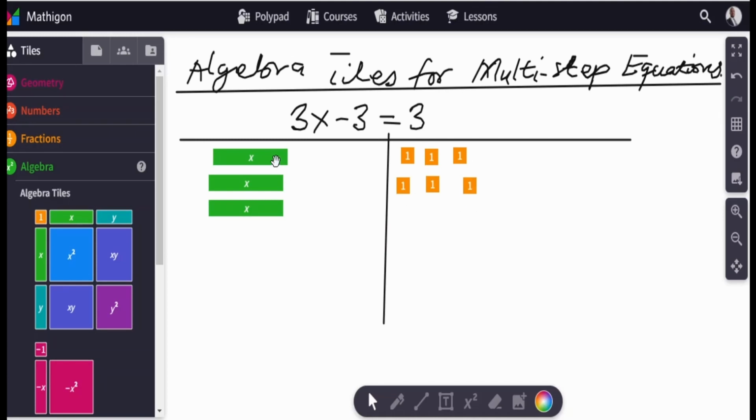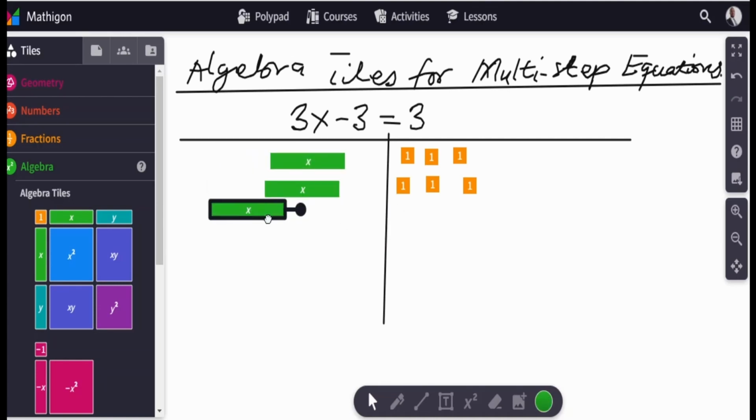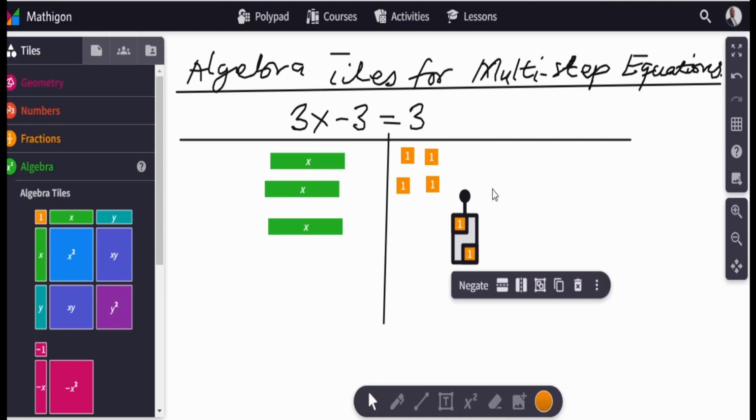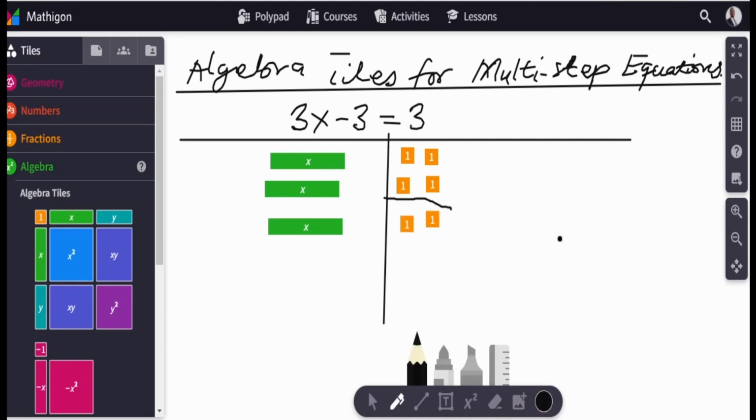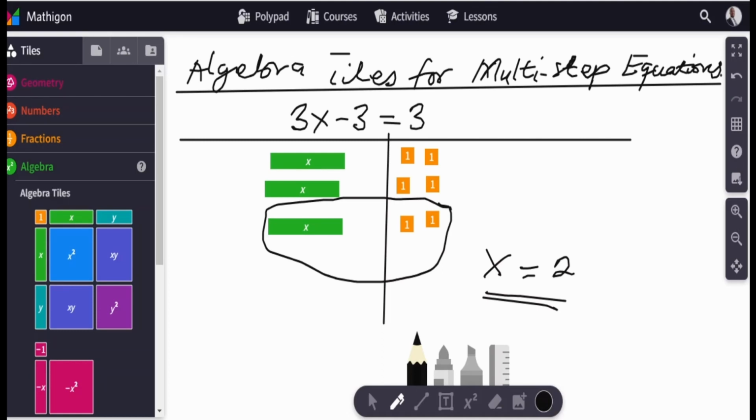And we are solving for the value of x. So let's share the 6 units among the 3x. And each of them is going to have 2 tiles. So that means that x equals 2 when 3x minus 3 equals 3. And again, you can try other examples by yourself. Just be very sure to introduce the opposite sign of whatever number you have there to both sides to balance it and also cancel out opposite colors.